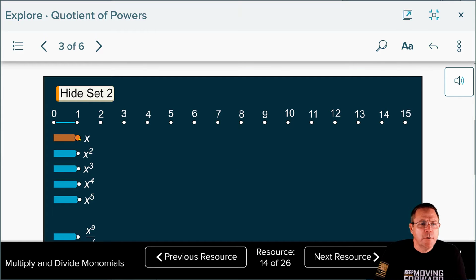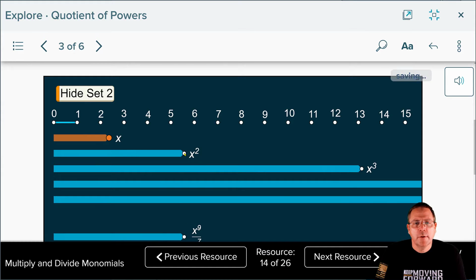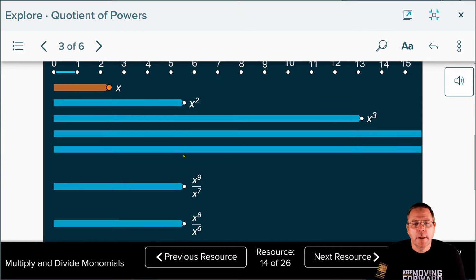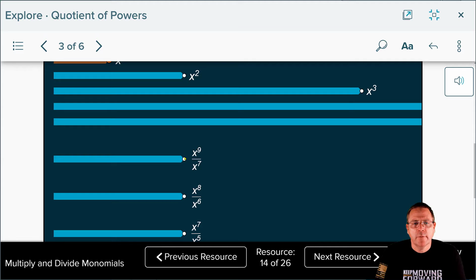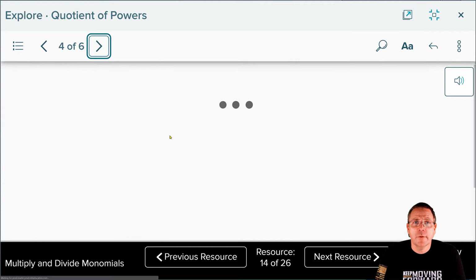But what if we did it to where they equal 2? So now I have x squared, you can see is right here, and it goes straight down from x squared. 9 minus 7 is 2, 8 minus 6 is 2, 7 minus 5 is 2. These as well line up with the x squared where the exponent is 2. And that kind of lays the foundation for everything that we're going to do in this part of the lesson.